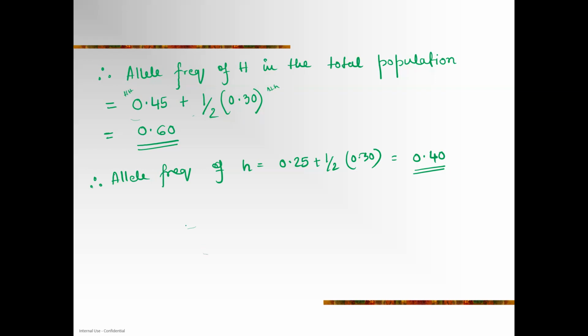Now, this formula is something which we know. P square plus 2PQ plus Q square. This is what? P plus Q whole square. This is something we know. Now, if we put the values in the equation, what are you going to get?